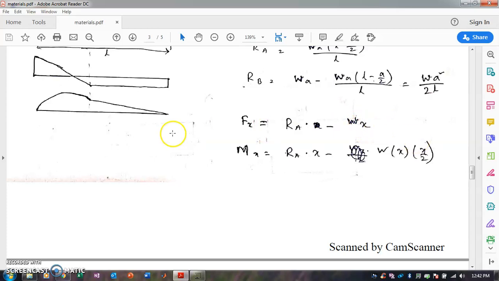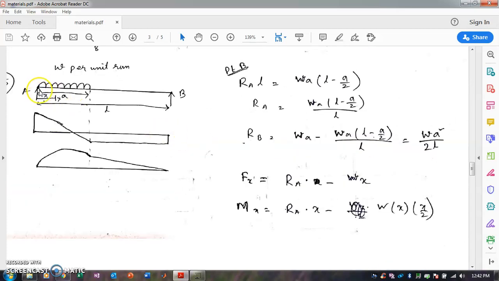So here the force up to point X is Wx, and it is acting at X by 2. So the bending moment will be force into X by 2 distance. So it is written here.